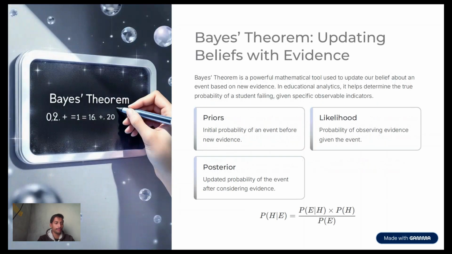Starting with Bayes theorem. We start the analysis using Bayes theorem, which helps us update the probability of an event whenever new evidence becomes available. In this context, it updates the probability that a student will fail based on signs like poor attendance. The formula, written as P(H|E), gives us a posterior probability, the updated belief, by combining the prior probability with the likelihood of the evidence.